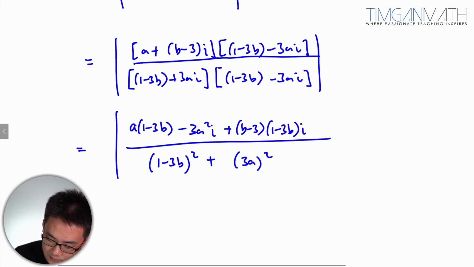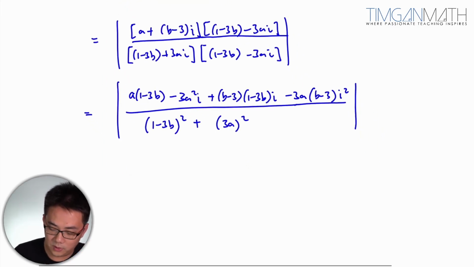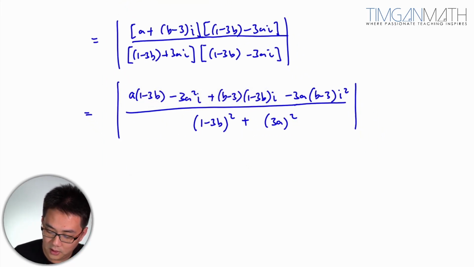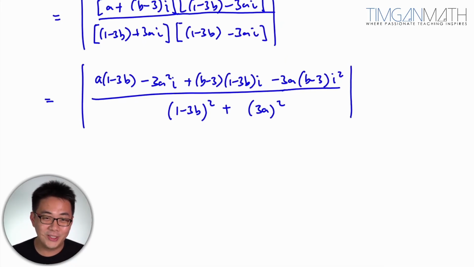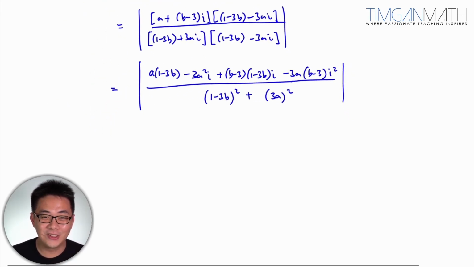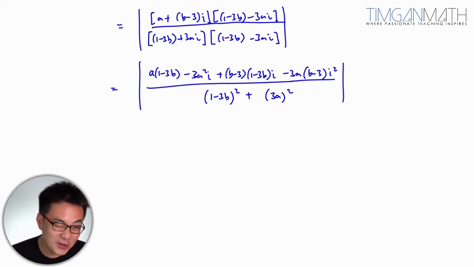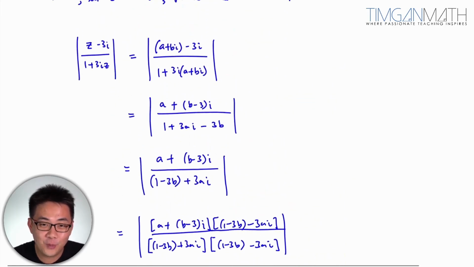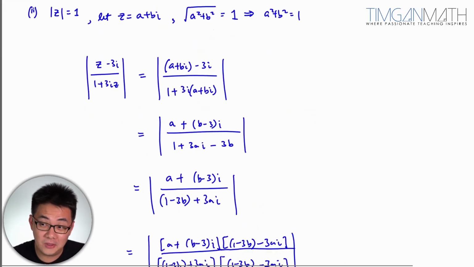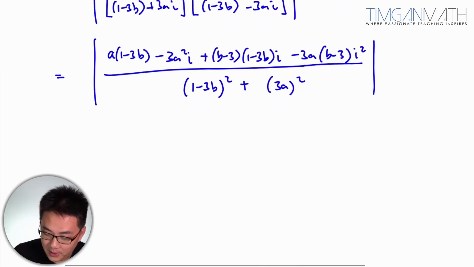This part here, add them up. i square will be minus, but I'll just leave it as it is first. So then, there you go. This part is alright, I think. Once this is done, we're just going to see how we can slowly manipulate this out, right? We only have the square root of a square plus b square equal to 1. So let's see how this will pan out.